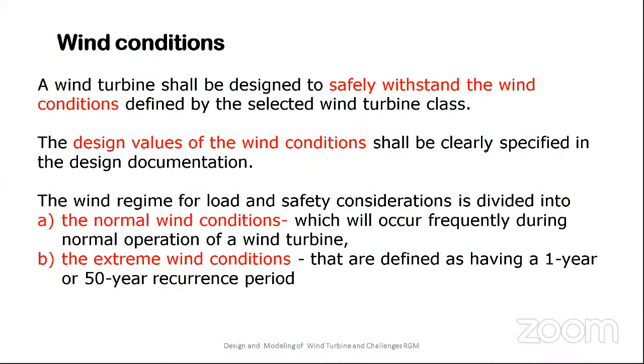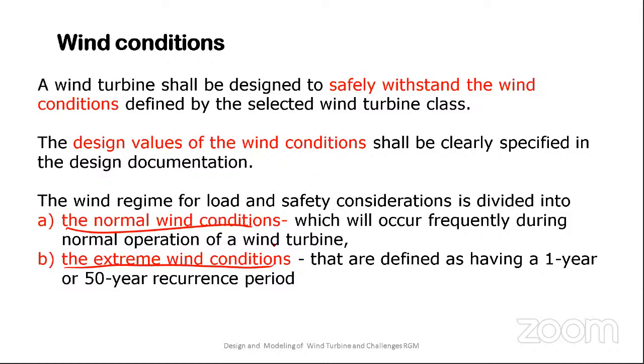The wind conditions. So the wind turbine shall be designed to safely withstand the wind conditions, correct or not? So the design value of the wind condition can be divided into two parts. One is a normal wind condition, other is an extreme wind condition. What is the normal wind condition? Normal wind condition, it's normal. These are the existing wind speeds.